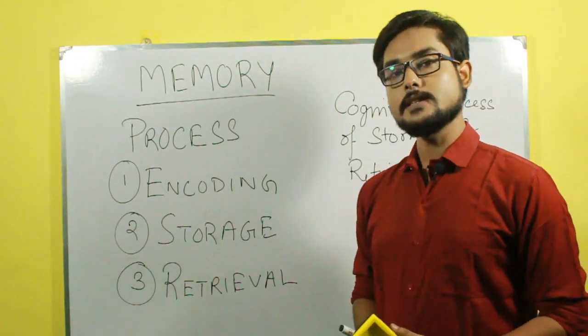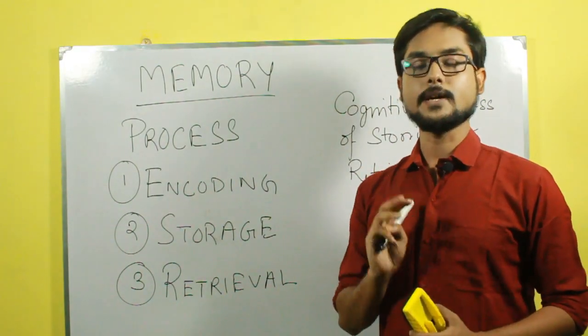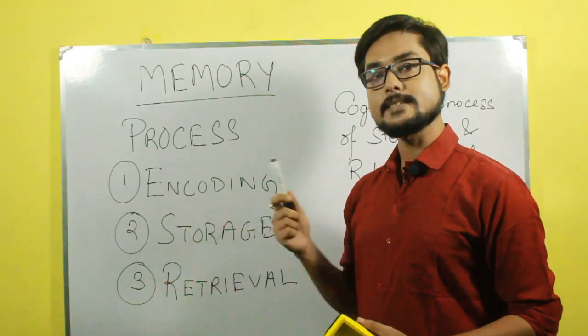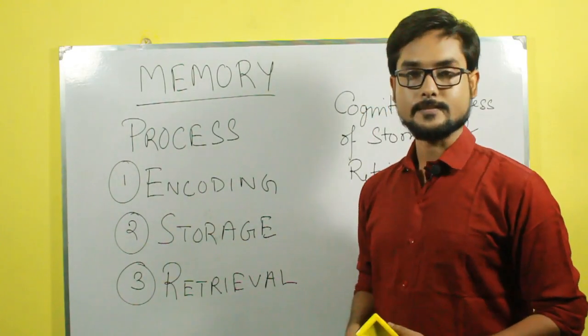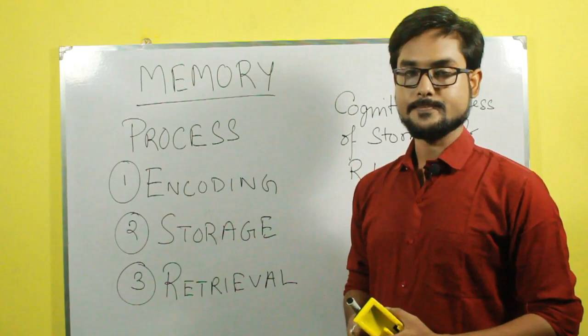If we further describe the process of memory, we can see that there are three particular stages. The first stage is encoding, the second stage is storage, and the third stage is retrieval. Now let us discuss these three stages in detail.